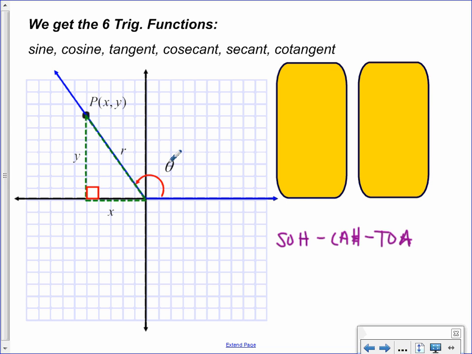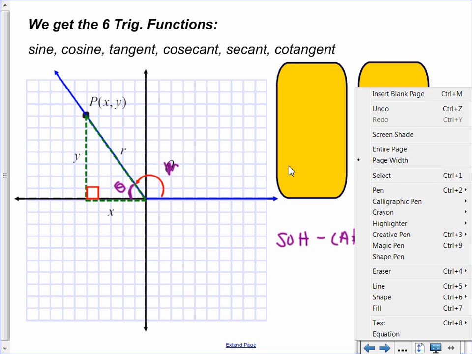That means if your angle is right here, then your sine will be the opposite over the hypotenuse. In x, y, and r terms, what is opposite to theta at this point? The y. And what's the hypotenuse? R. So sine would be y over r. Cosine is the adjacent one, x over r. Very good. And tan is opposite over adjacent, so y over x.